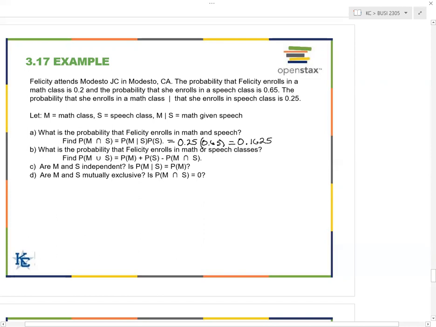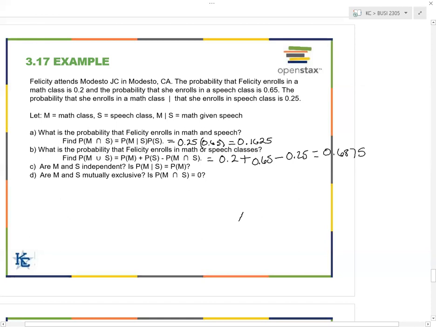What is the probability that Felicity enrolls in a math or speech class? So this time we're using this formula. Isn't it nice that these formulas are already given? Remember, it's the probability of both of them minus the probability of the intersection. So the probability that she enrolls in a math class is 0.2, plus the probability that she enrolls in a speech class is 0.65, minus the probability that she enrolls in both classes, 0.1625. And so the probability that she enrolls in either one of those classes, the OR version, is 0.6875.